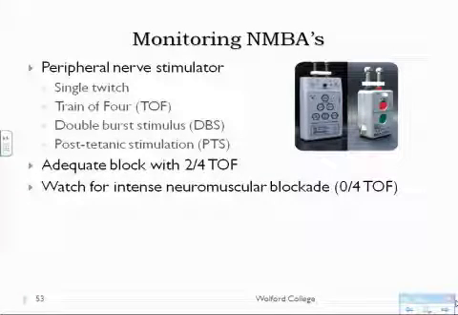Okay, so when you twitch them, you get 1, 2, and then you will see nothing. Okay, that's a twitch. If you see just 1, you'll see 1 twitch, and the next 3 will get nothing. You won't see any movement of the hand at all. So that's 1 out of 4. If you give a stimulus and get no movement at all, that's 0 out of 4. Super paralyzed, yeah. And that means that person most likely is 90% blocked. And it's pretty intense.